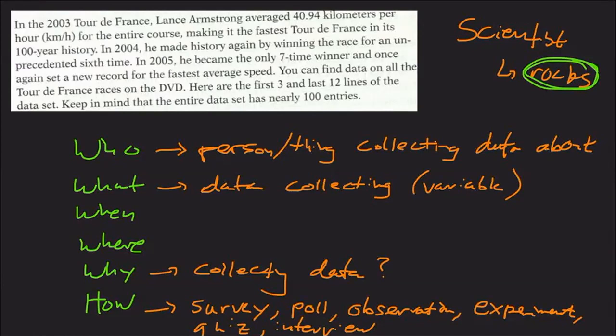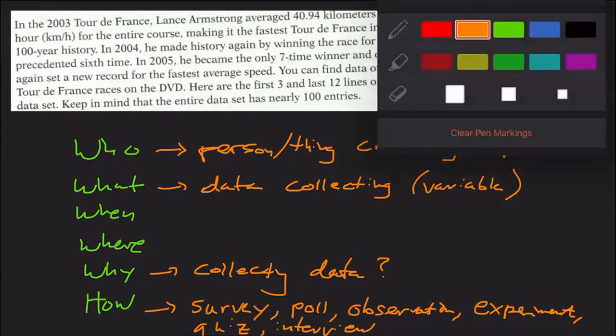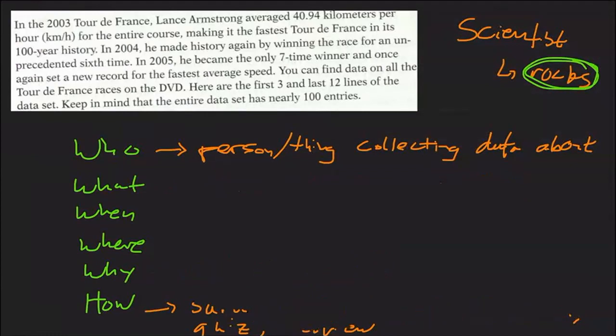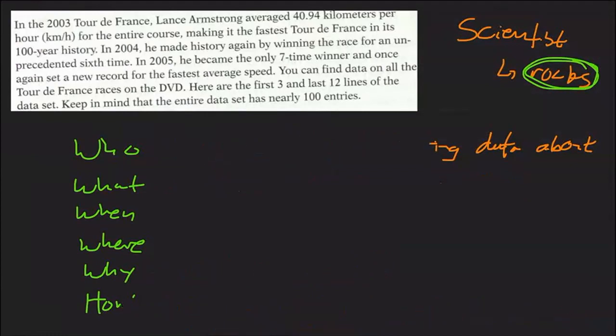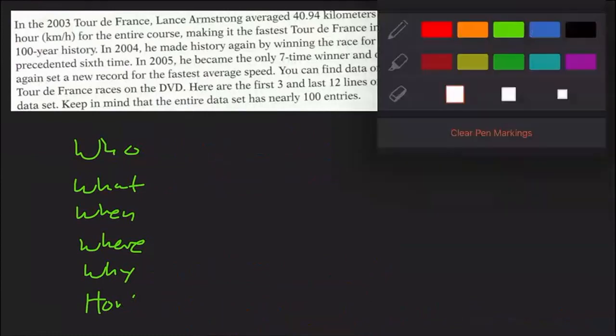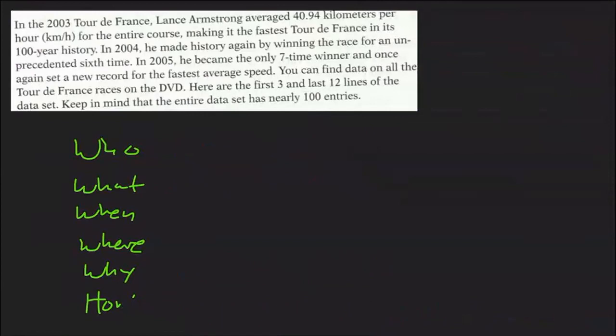Ooh, so it looks like we didn't get the data set. So the data set would probably show us what the different variables are. So we'll just skip over the what for now. We would need that table to answer that. But let's see what else we can figure out. And you can just go fill in whatever's there as you go. So like here, right away, it gives us a date. So it tells us about the 2003 Tour de France.